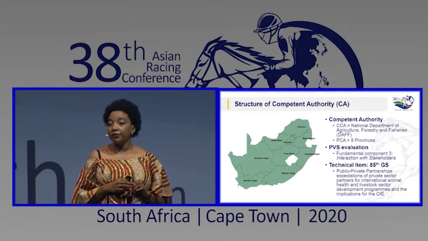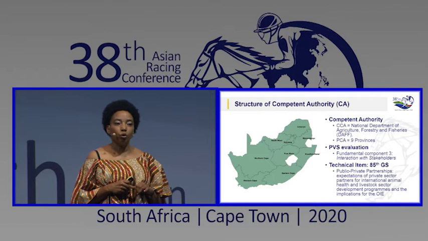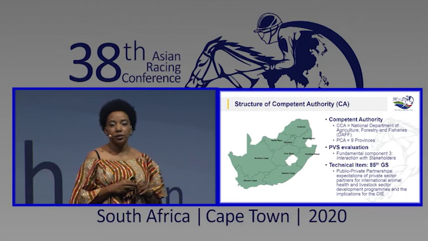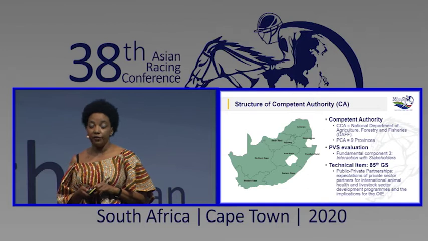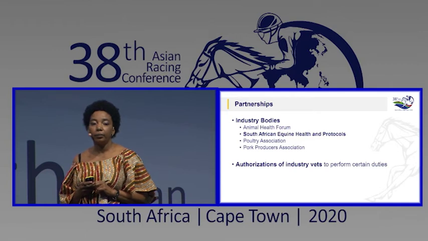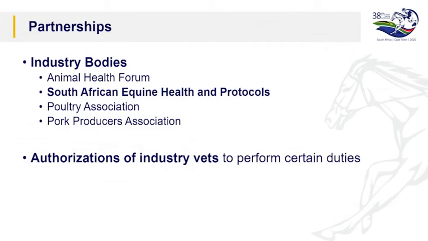The OIE in its 85th general session also had a discussion on public-private partnerships, where the whole world agreed that governments alone cannot control and manage diseases. We need to have partnerships with our industries and producers if we want to achieve anything. As Adrian has said, we have a lot of partnerships with our industries. I've highlighted the South African Equine Health and Protocols because that's why we are sitting here today. But it's not the only partnership that we have as government.